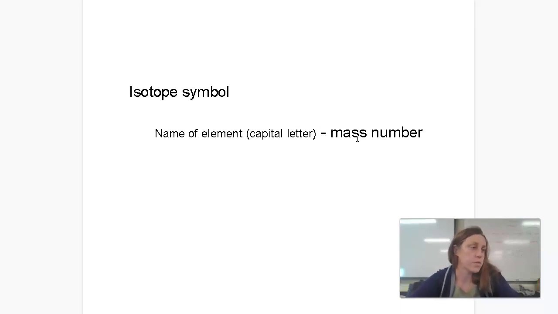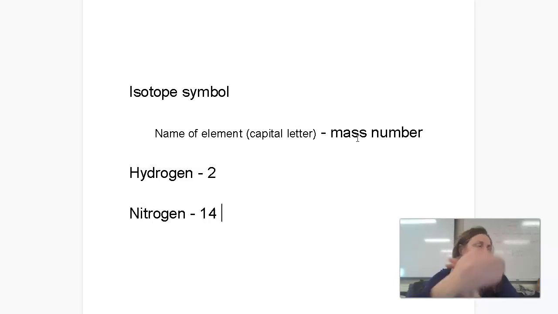Okay. So the example would be hydrogen. Well, what type of hydrogen is it? It's hydrogen-2. Pretty easy peasy. Another example would be nitrogen-14. If you're asking where that 2 and the 14 come from, you need to go back and watch the video pertaining to mass numbers. Okay? All right? Because there's a reason for it.